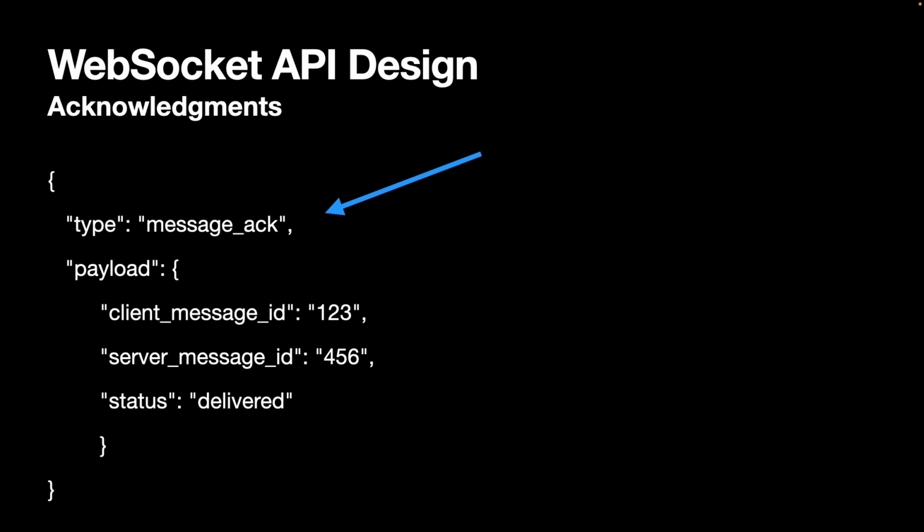Here's what an acknowledgement message might look like. Type: message ACK, payload: client message ID, server message ID, and status: delivered. So, by using this simple structure, message types, payloads, acknowledgements, and timestamps, you build a reliable system on top of WebSockets. It's flexible enough to add new features later without breaking what you already have.